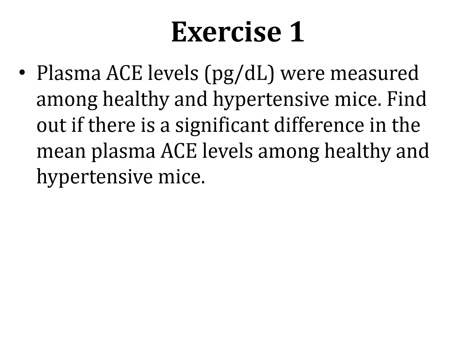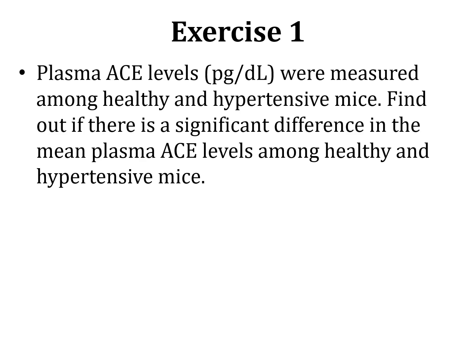And the unit of their measurement is picogram per deciliter here. So find out if there is a significant difference in the mean plasma ACE levels among healthy and hypertensive mice. So what kind of the t-test are we going to do? Obviously we are going to apply a t-test because this is the comparison of mean values or the comparison of averages. So the question is, what kind of t-test are we going to use? Are we going to use the matched observations t-test or the unmatched observations t-test?